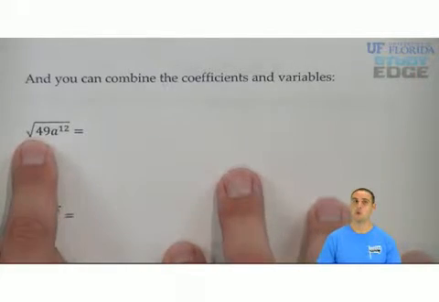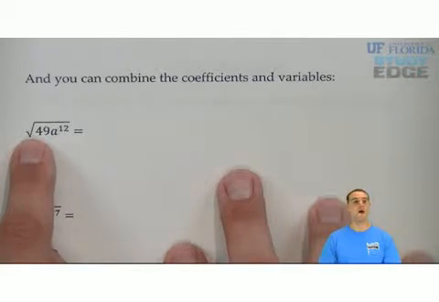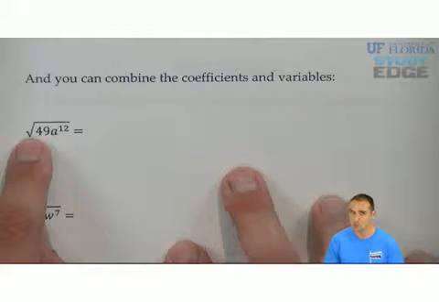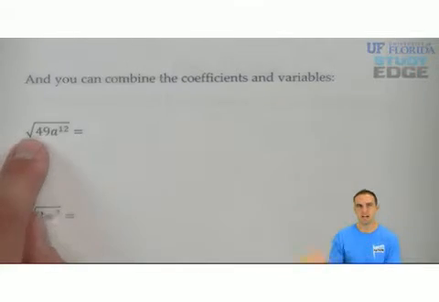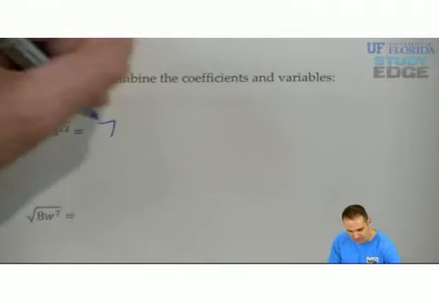Talk about a number. What is the square root of 49? 49 is a perfect square. It's perfect. 7 times 7. So the square root of 49 is 7.